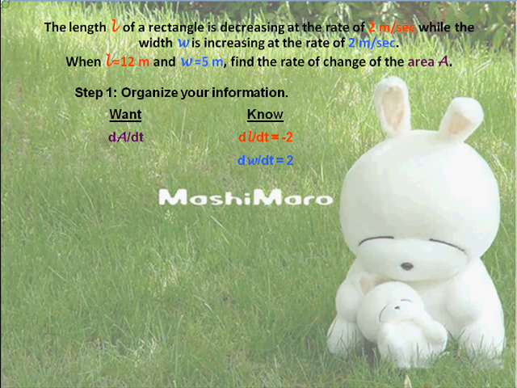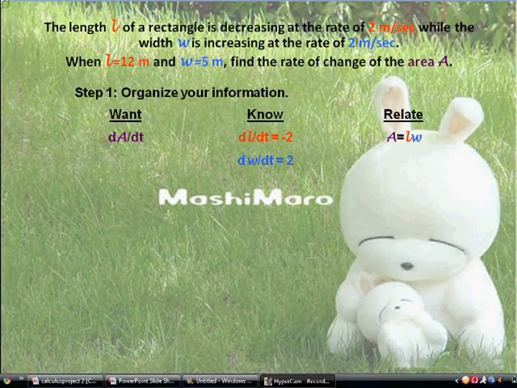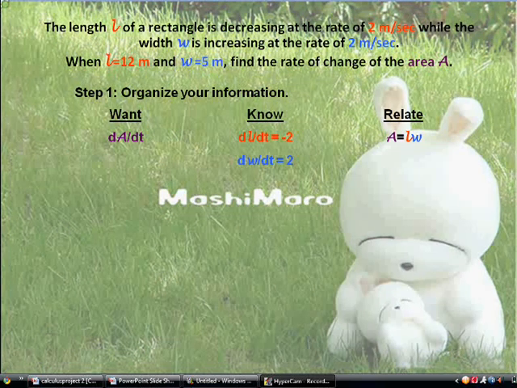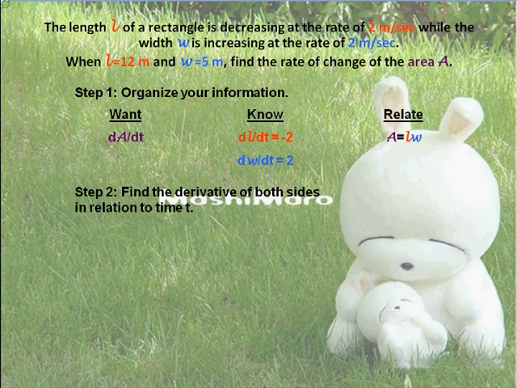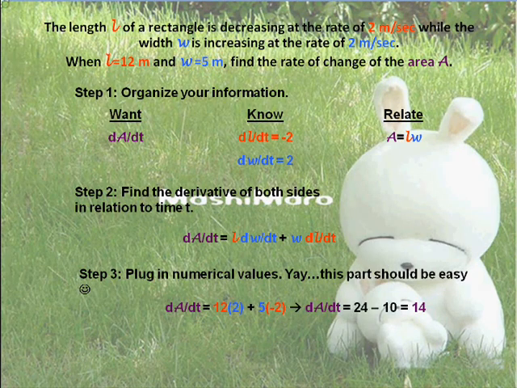So step 1, organize your information into want, know, and relate. Want here is basically your goal. You're trying to find the rate of change, dA over dt. Why is this over dt? It's because the t stands for time, and that's the independent variable. Pretty much everything here is based on time. So step 2, we find the derivative of both sides in relation to time t. And to do that, we use the product rule, and this is what you get.